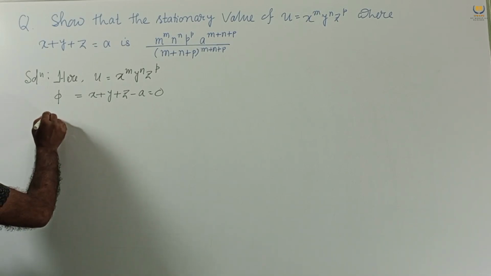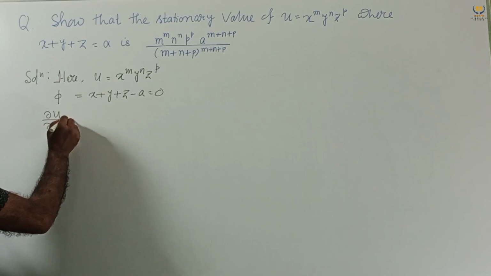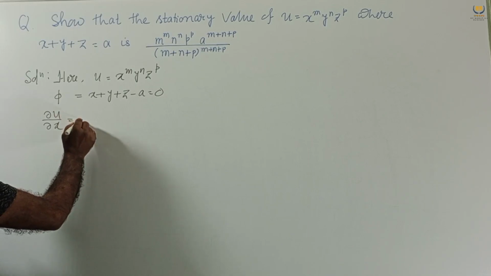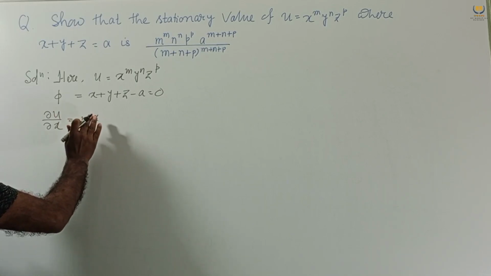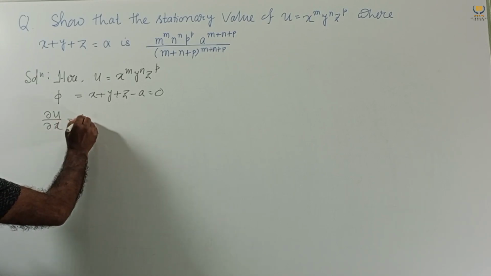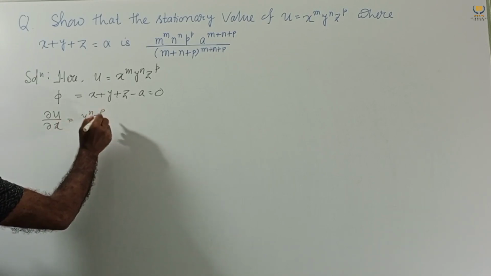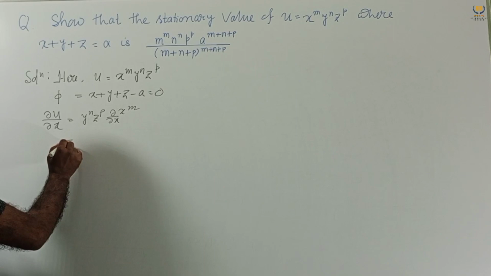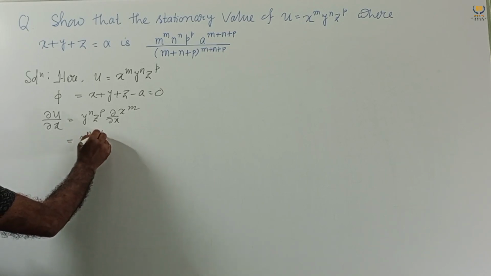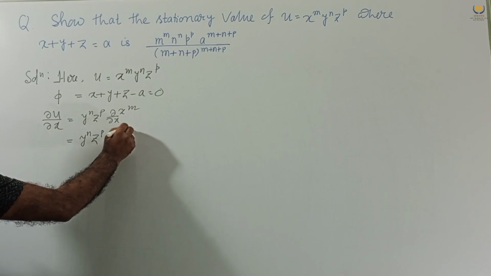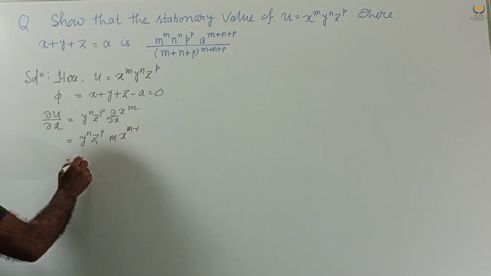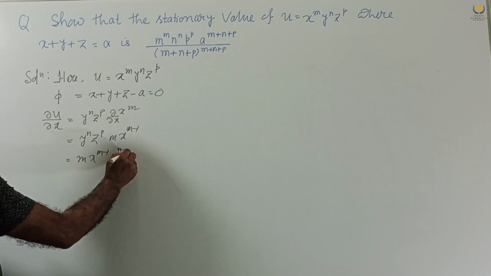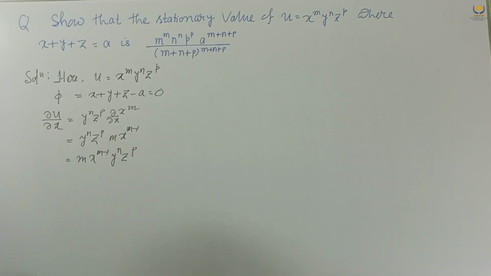So first we consider del u del x. When we differentiate with respect to x, y and z constant, first we write this y to the power n z to the power p del x of x to the power m. This will be y to the power n z to the power p, m x to the power m minus 1. This is m x to the power m minus 1, y to the power n, z to the power p. We get this one.